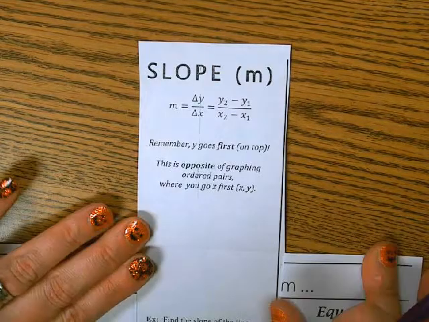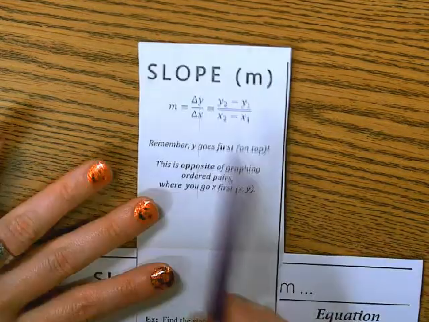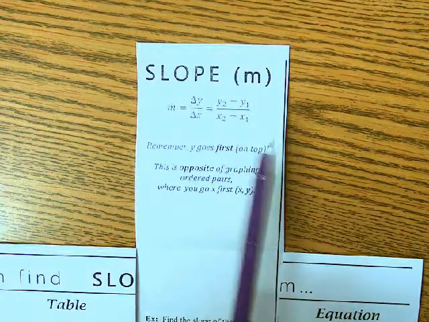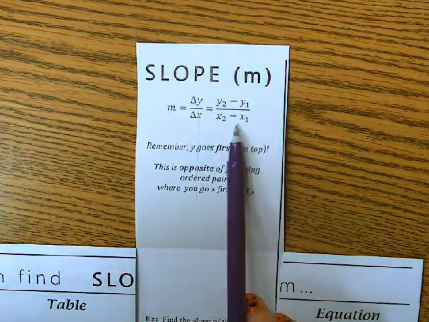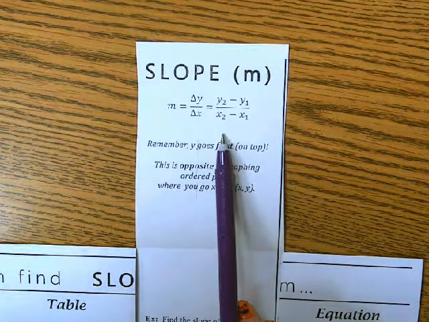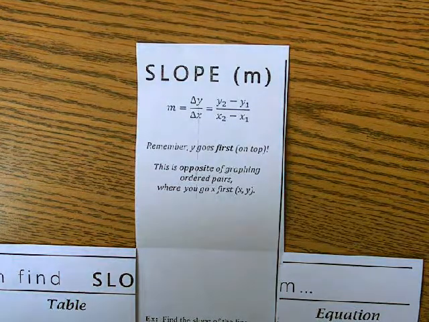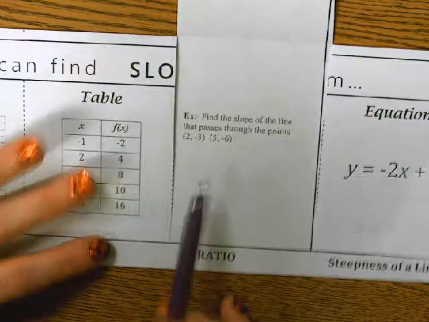Alright, the next one is a slope from ordered pairs. So remember, the y goes first and it goes on top. It's the same thing. It's change in y over change in x. Most of the time people do this formula where they go y2 minus y1 over x2 minus x1. I prefer to put it into a table. I can show you both methods right now if you'd like. So let's look at this first method down here.